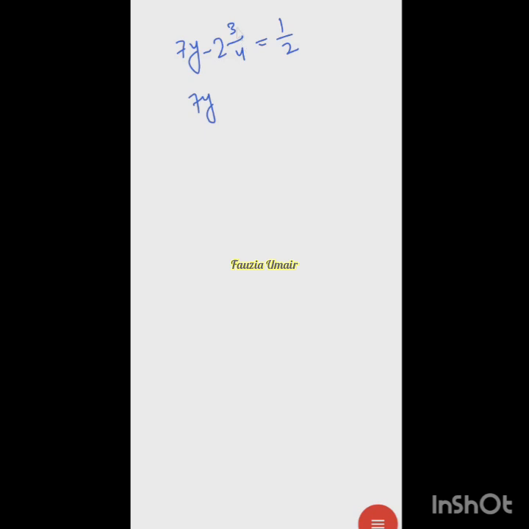2 whole 3 by 4 in the improper fraction, what will that be? 11 by 4. बिल्कुल. सही. 7y minus 11 by 4 is equal to 1 by 2. अच्छा, now this is the variable term. This 11 by 4 is constant. This is also constant. So we'll keep 7y here. This minus 11 by 4, when it will go here, it will become plus 11 by 4, right?